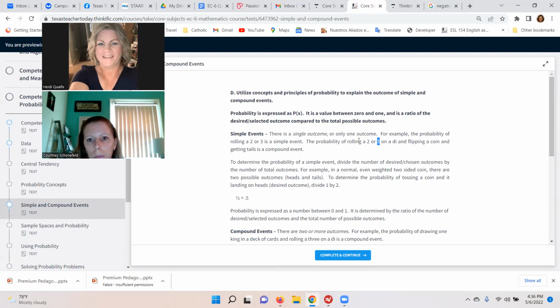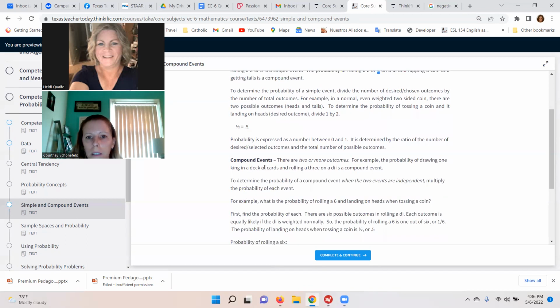You just take the desired outcome divided by the total number of outcomes, okay? So for example, if you're tossing a coin, and you want to know the probability of getting heads, well, if it's not a weighted coin, as long as it's a normal coin, you have equal probability of each, right? So if you want to get heads, there's one heads, and there's only 2 sides. So it'd be 1 divided by 2, or 0.5.